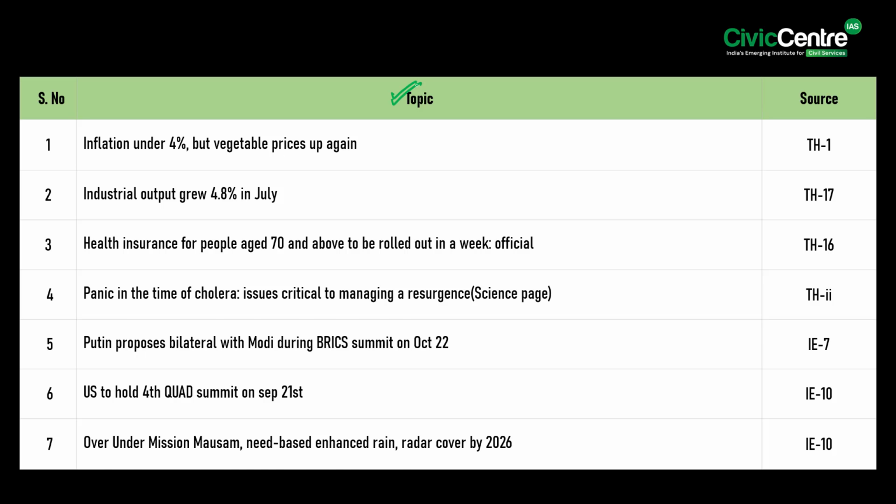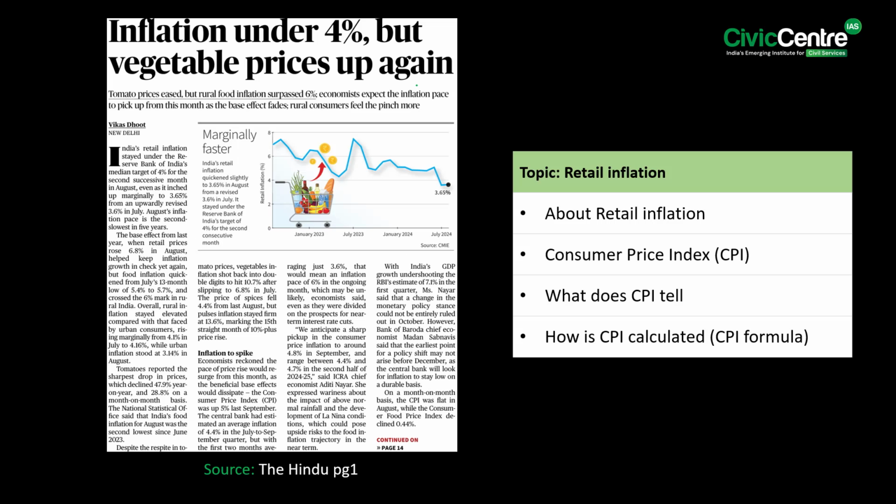The first article of the day is that India's retail inflation stayed under the Reserve Bank of India's median target of 4% for the second successive month in August, even as it inched up marginally to 3.65% from an upwardly revised 3.6% in July, making the August inflation pace the second slowest in 5 years.